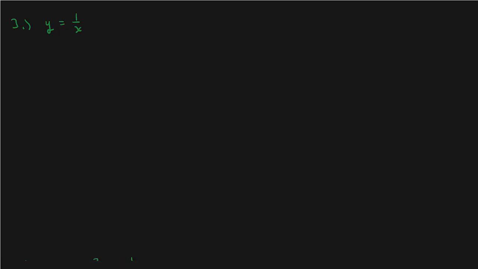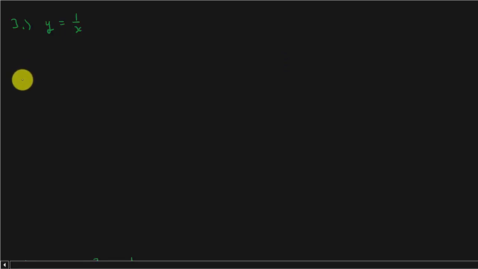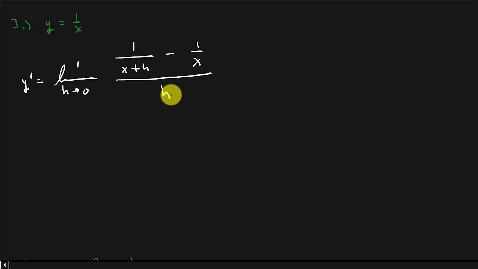All right, so let's look at the next one. We've got y prime is equal to the limit as h goes to 0 of 1 over x plus h, that's f of x plus h, or in this case we've got a y, so y of x plus h. I'm going to put x plus h in for x, minus y of x. Well, what's y? It's 1 over x. And then all that divided by h. So this is my y of x plus h, and this is my y of x.